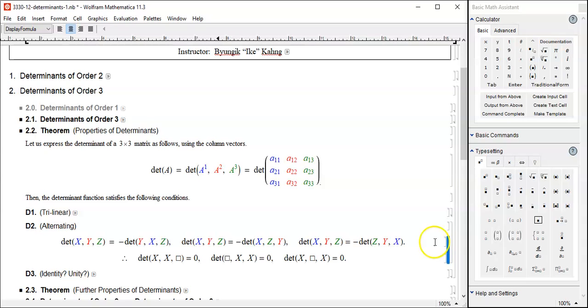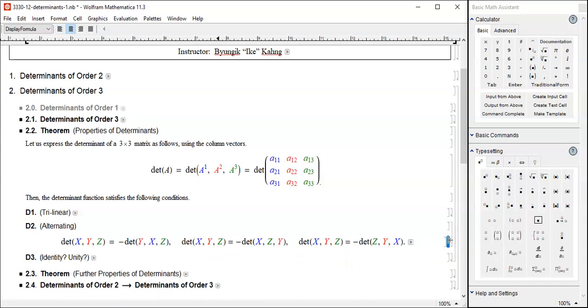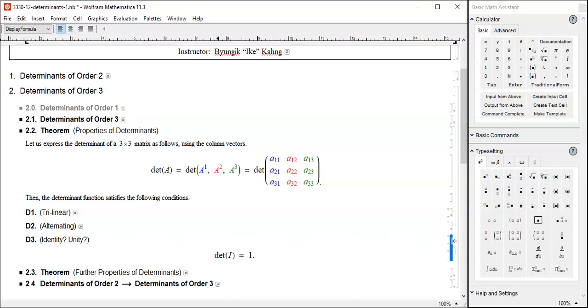A consequence is, if 2 of them are the same, then the determinant has to be 0. I don't care what's here, but if I switch these two, x and x, then I'll have to have the negative of the same thing, but I don't change anything because there's nothing to change. These 2 are the same. So what number is the same as a negative of itself? It can be only 0. Same thing goes here. Same, same. Then we have to have 0. That's an immediate consequence of the alternating property. And finally, the determinant of the identity is 1.